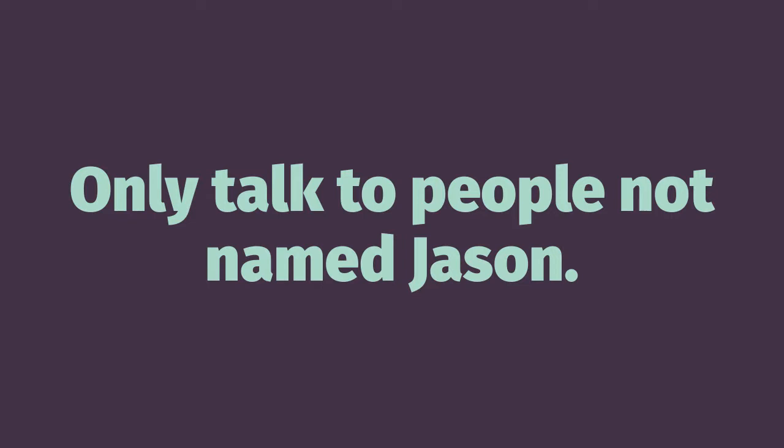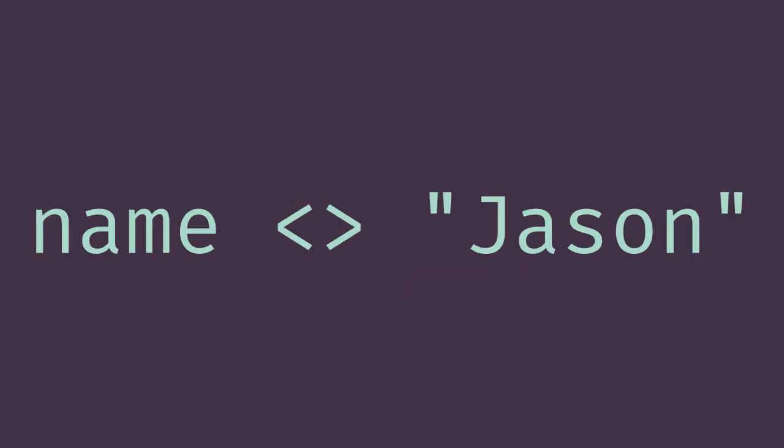Only talk to people not named Jason. This isn't really a question, it's more of a statement, but let's say I want to write code, and that code will only say hello to people whose name is not Jason. So really there's an implied question here. Is your name Jason? Yes or no? And so for this statement to work, we would need to figure out if my name is or isn't Jason. And the way we would ask that question is we would say name does not equal Jason.